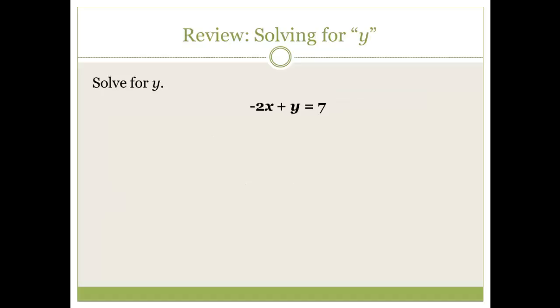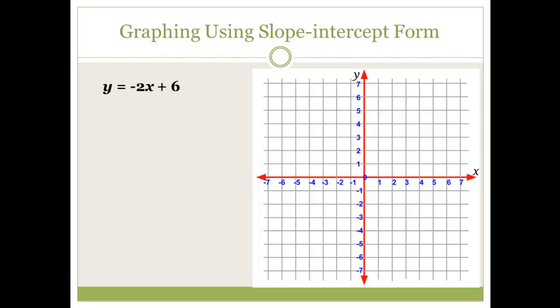To solve for y, we must first isolate it. We add 2x to both sides. Once we do that, we are left with y on the left side of the equation and 2x plus 7 on the right side of the equation. Here, we have y equals negative 2x plus 6.